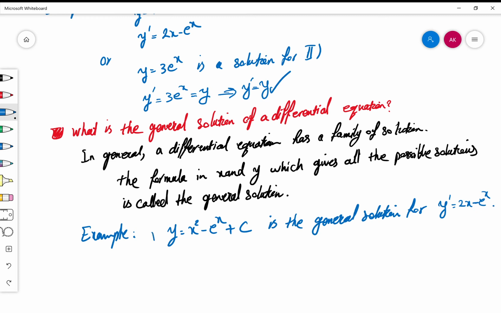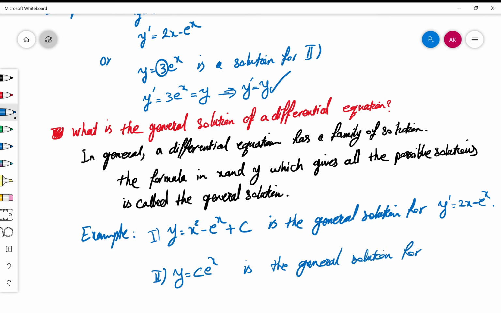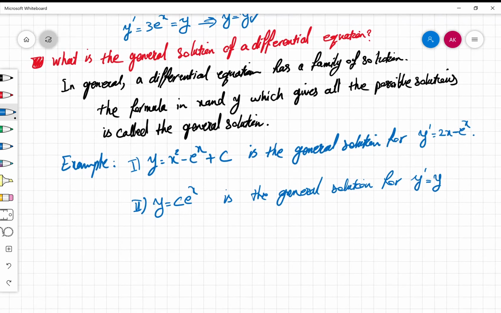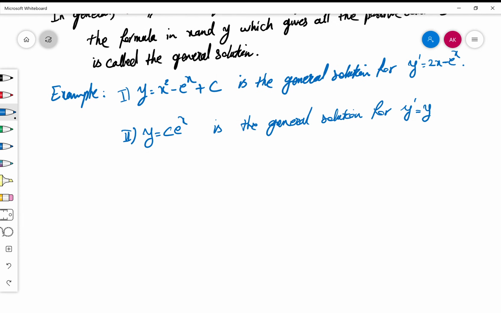Or for the second one, you see we had 3 here. You can change it and put any constant number. y equals c e to the power x is the general solution for the differential equation 2, which was y prime, the derivative of y, is the same as itself.